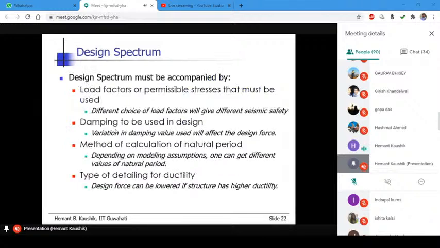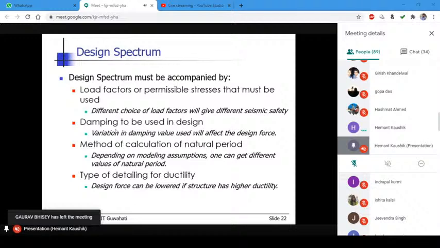So the design spectrum must be accompanied by load factors or the permissible stresses. It must be accompanied by damping that is used in the design, because obviously the damping value will affect the design force. The method of calculation of natural period has to be specified, and the type of detailing for ductility must be specified. So all these values must accompany a design spectrum.